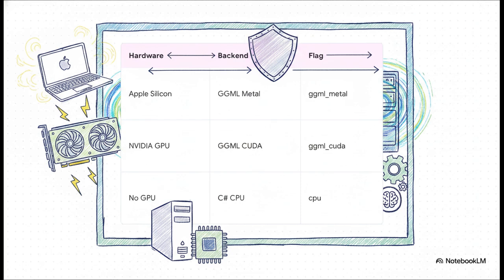So if you're on a Mac with Apple Silicon, you'll use the flag --backend ggml_metal. On Windows or Linux with an NVIDIA card, just use --backend ggml_cuda. And hey, if you don't have a GPU or maybe you just want pure portability for debugging, you can simply use --backend cpu. It's literally that simple to perfectly map the software directly to your hardware strengths.